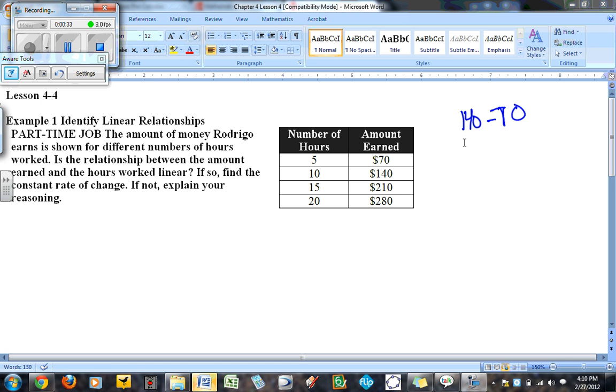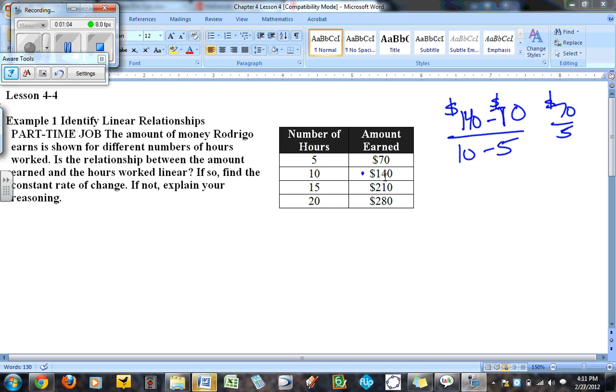And our same rule applies. If we subtracted the top one from the bottom one, we have to do the same here. So we want 140 minus 70, so we're going to have to go 10 minus 5 to find its constant rate of change. In this case, we have $70 to 5. So it costs us $70 per 5 hours that they work at a job here.